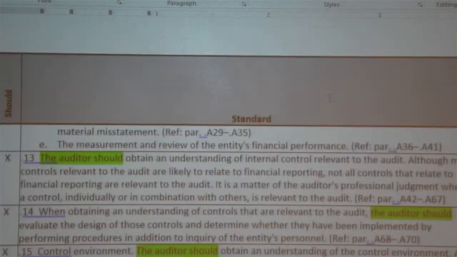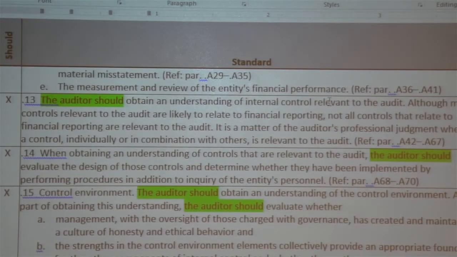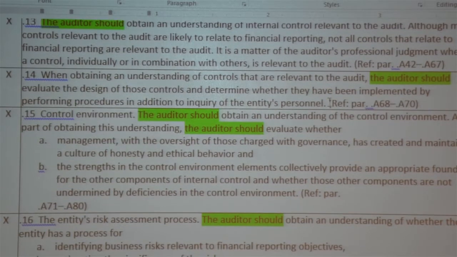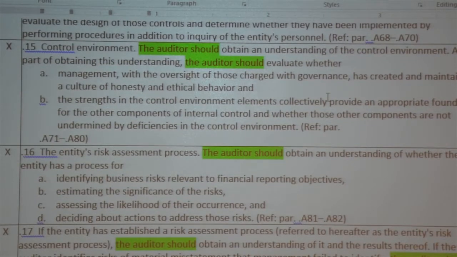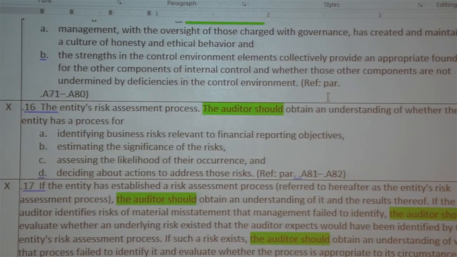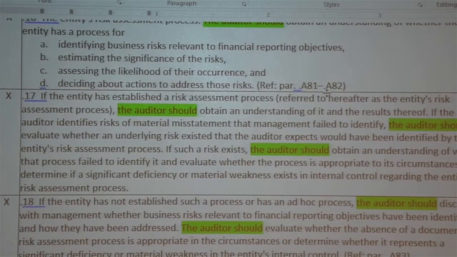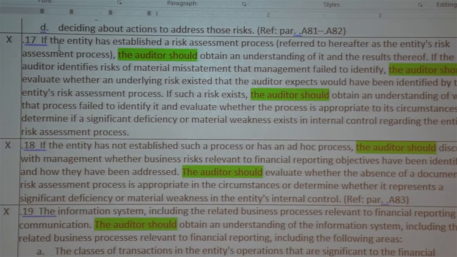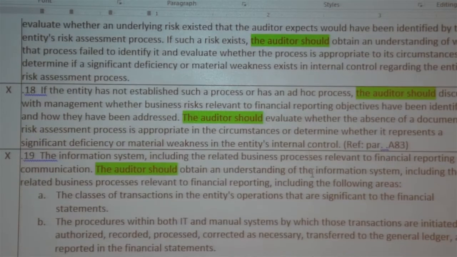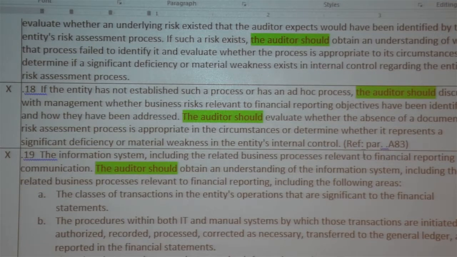Now, I could go through here. Internal control, obtaining understanding of controls relevant to the audit, understanding of the control environment as part of obtaining that it should evaluate. That's all fine. Most of this isn't a big deal. But 17 gets me to a new one. If the entity has an established risk assessment process, referred to hereafter as entity risk assessment, this is a new paragraph. If they don't have an established process or they have an ad hoc process, we should discuss with management.